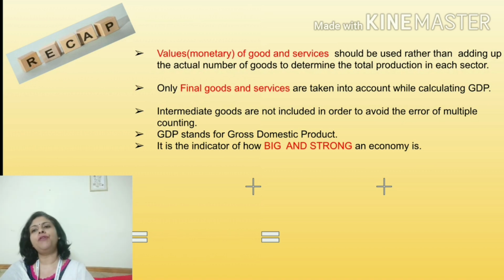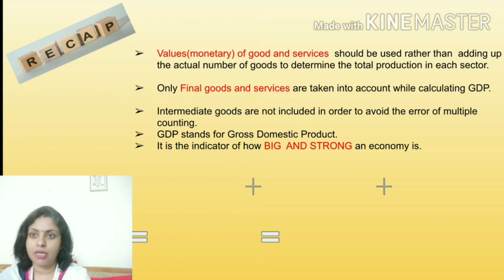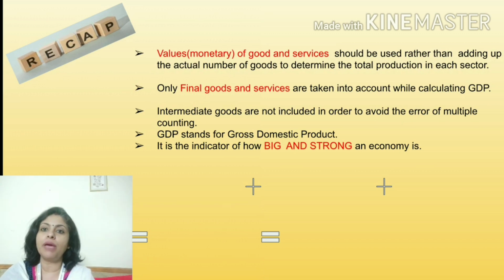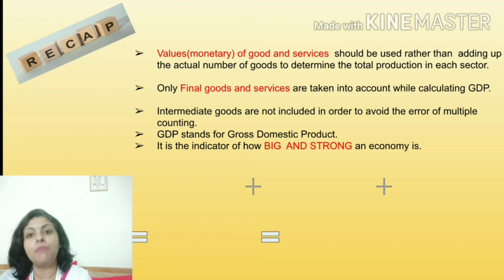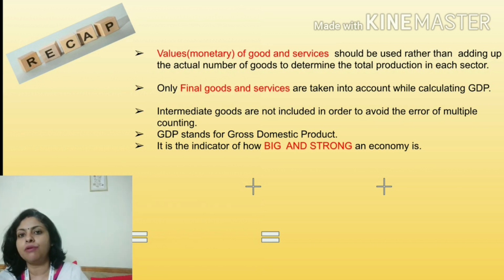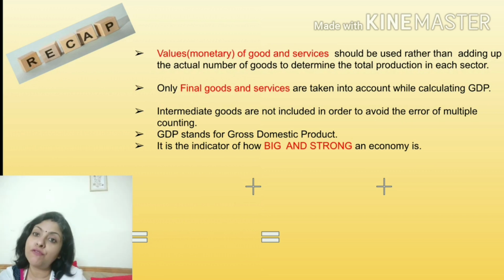Let us do a short recap of what we studied in our last class, that is yesterday, and continue with today's class. Yesterday we discussed a very important topic, that is how to do a comparison among the three sectors of the economy. To do so, we take into account two things. First is the total production happening in that particular sector, and secondly the number of people working in that sector. So for any kind of comparison to happen, we have to take into consideration both of these factors.